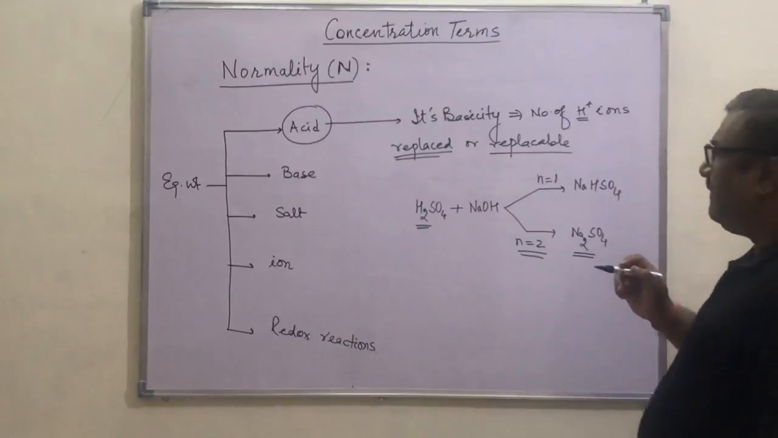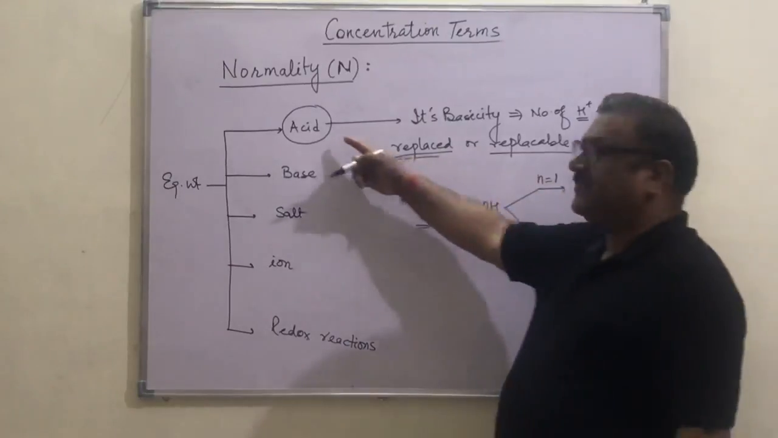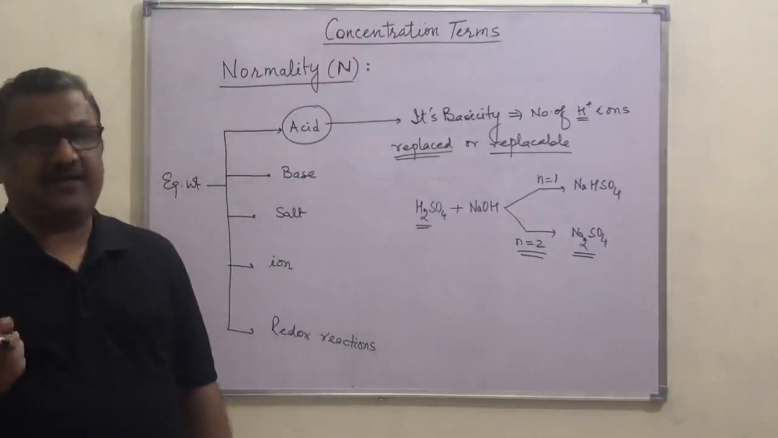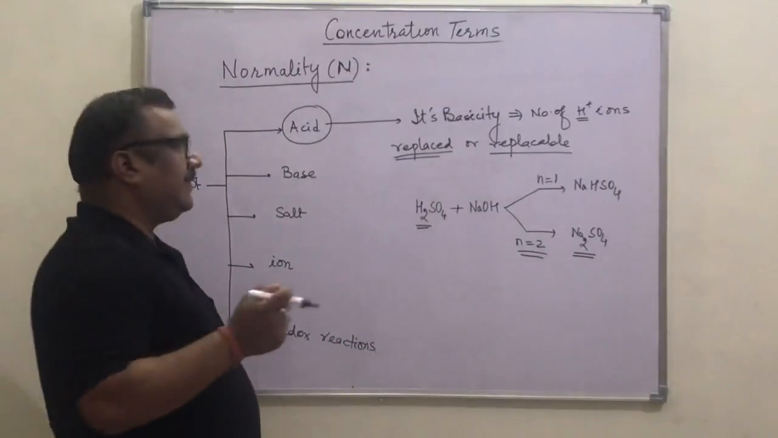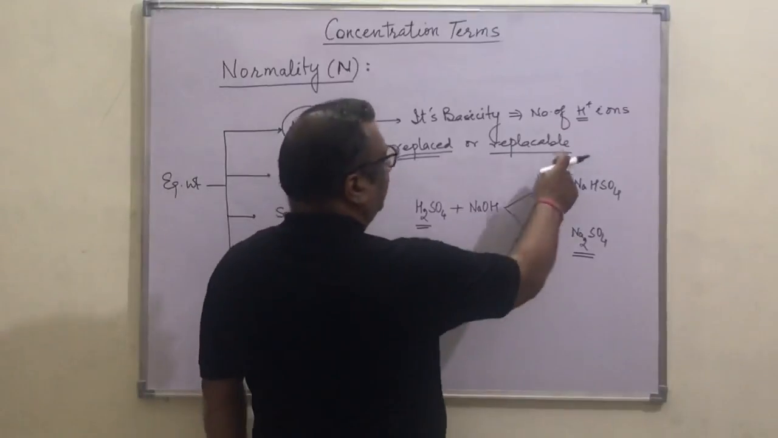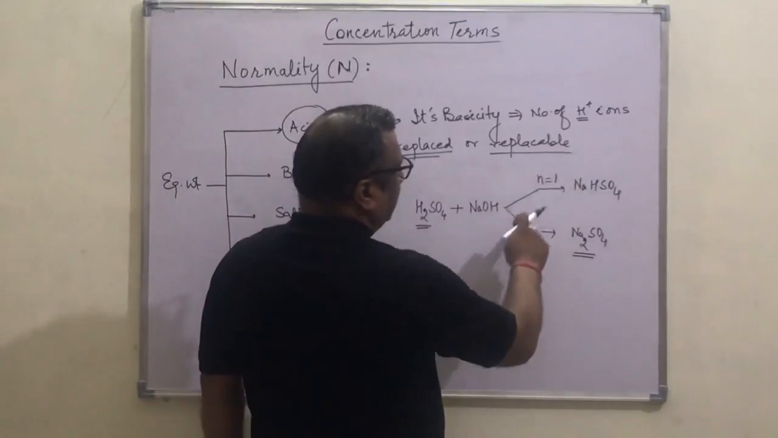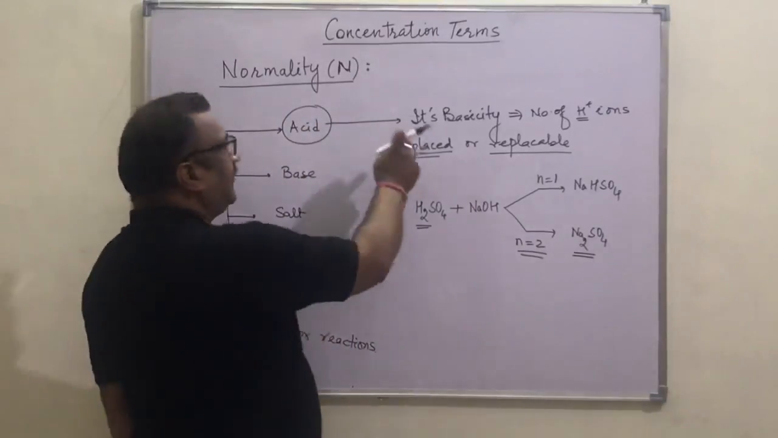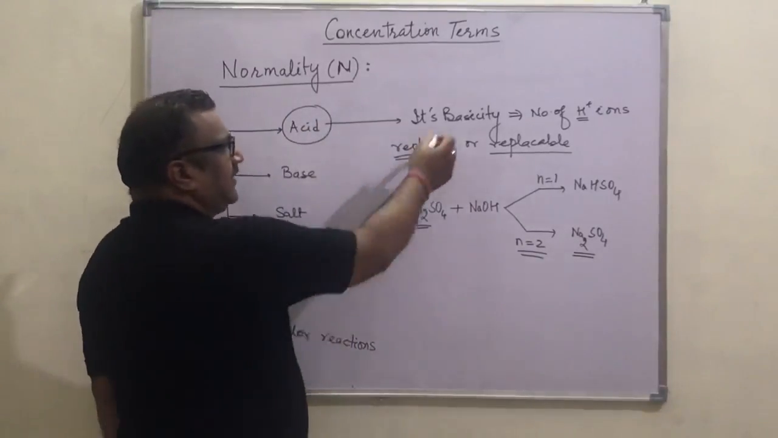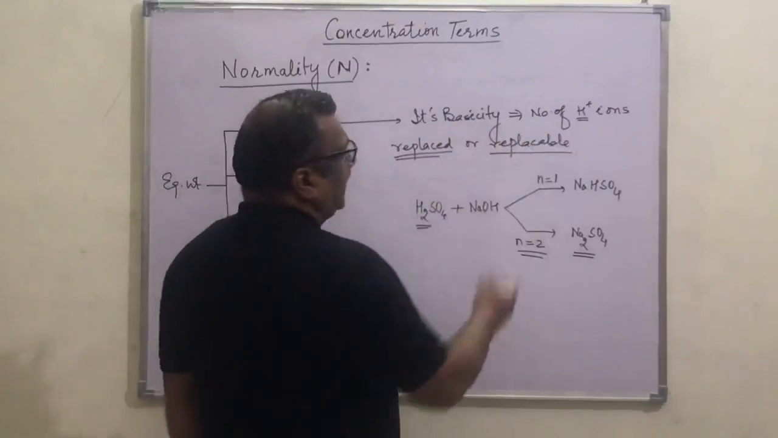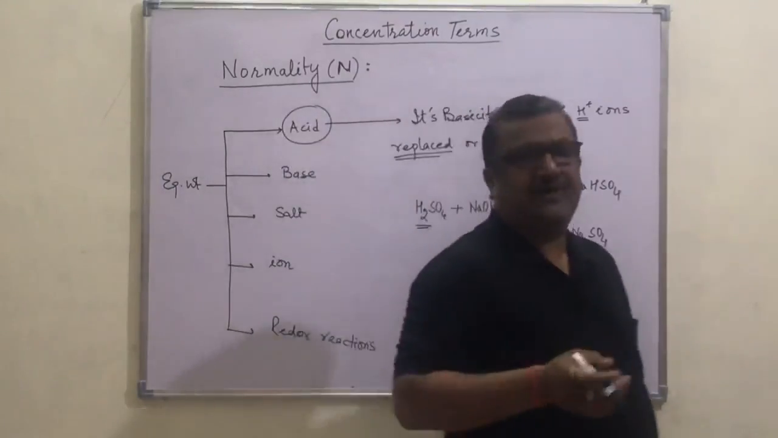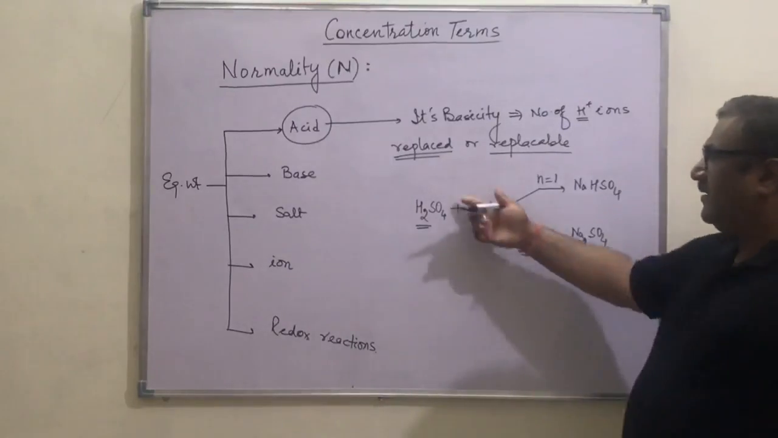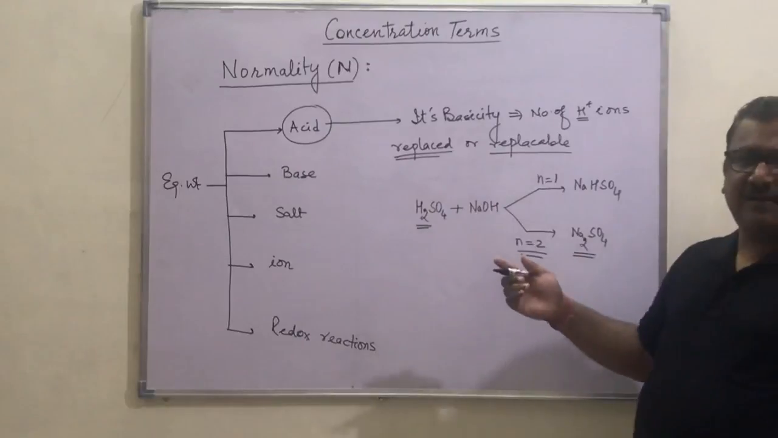So that is why the n factor of any given substance may change from one case to another. Depending upon how many hydrogen atoms were actually replaced during the reaction, we will get the value of its n factor. So it is not always कि जितने भी हाइड्रोजन एटम्स प्रेजेंट हैं they will be replaced, ऐसा जरूरी नहीं है. Mainly when the basicity is greater than 1.